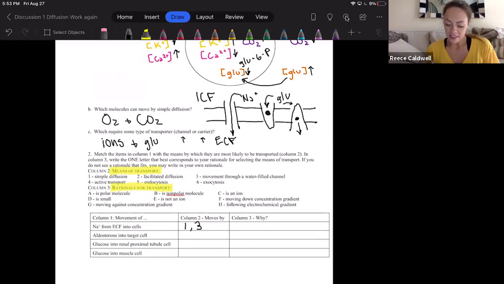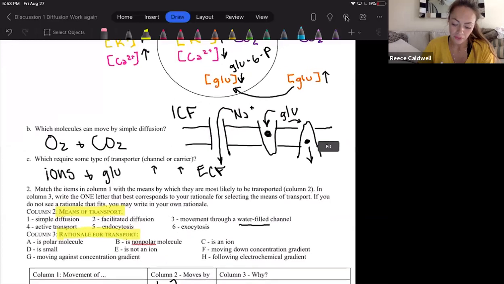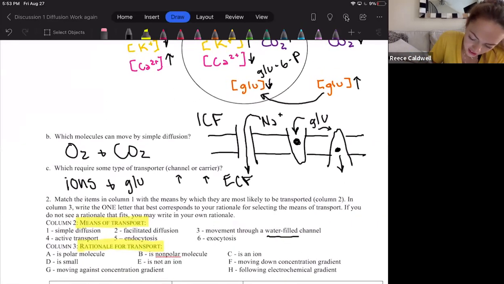Now, if you're looking at this and you're like, what is a water-filled channel? I can explain what that means. Going back up to this example, and oops, I see that I messed up that intracellular and extracellular, so sorry about that. I kind of flipped them over. This should be the extracellular and this should be the intracellular.